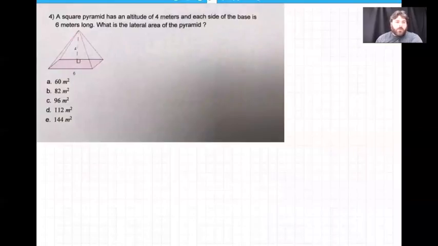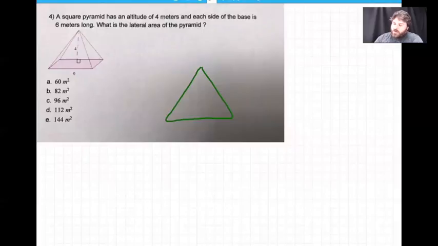All right, a square pyramid has an altitude of 4 meters and each side of the base is 6 meters long. What is the lateral area of the pyramid? All right, so lateral area is the area on the side. So we're going to ignore the base here, actually. So we're just looking for the area of the side. Now, if you think about it, the area of the side here is 4 different triangles. There's one on each side of that square base. So really, we just need to find the area of one of the triangles and then add it 4 times, or just multiply by 4.